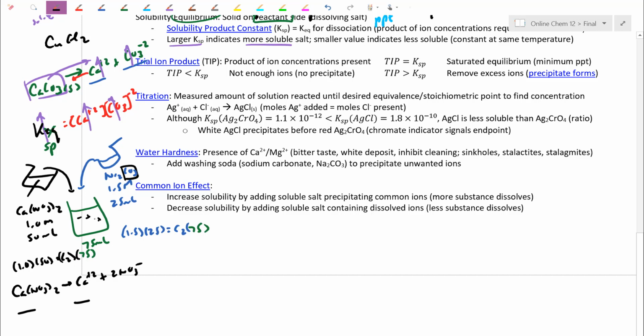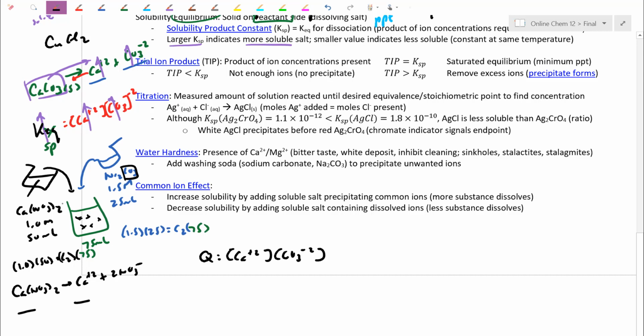At this point, when I have my ions, I've done my dilutions, it's possible that when you try your trial KSP, sometimes you call it a TIP, trial ion product, it equally well would be calcium times carbonate.